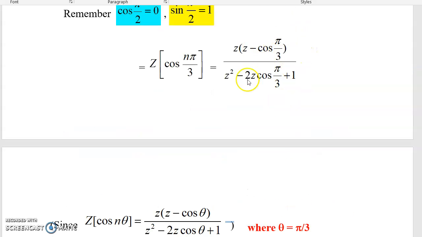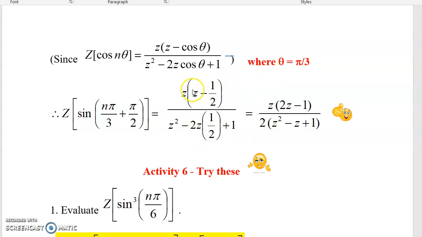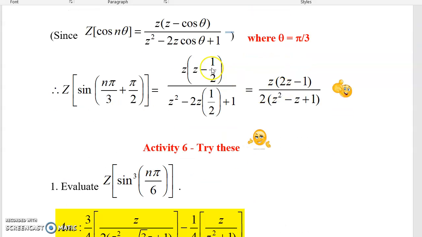And now let us substitute the value of cos pi by 3. Cos pi by 3 is going to be half. Sin 30 equal to cos 60 equal to half. So just substituting cos pi by 3 as half, you have this term, and the simplification will give you the final answer. So this is how you have to do z transform of cosine and sine functions.